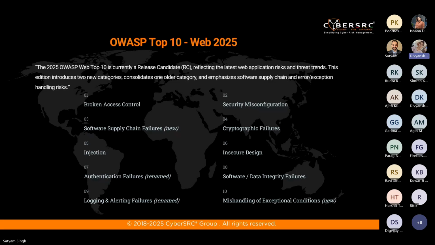Eighth one is software or data integrity failures. Ninth one, logging and alerting failures. It is also renamed. Our last, the tenth, is mishandling of exceptional conditions. This category is also new. So this is the short overview of the OWASP Top 10. Now let's move ahead and deep dive into each category of the OWASP Top 10.